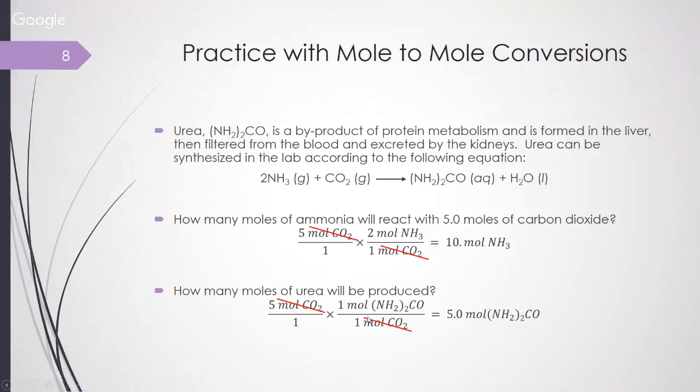So in this particular reaction, how many moles of urea will be produced? I start with my given information again, which says 5 moles CO2. I look at my balanced equation. Every 1 mole of CO2 that I react, I get 1 mole of urea produced. So 5 times 1 is 5. 1 times 1 is 1. 5 divided by 1 is 5, which says that I will get 5 moles of urea for every 5 moles of CO2 that are reacted.